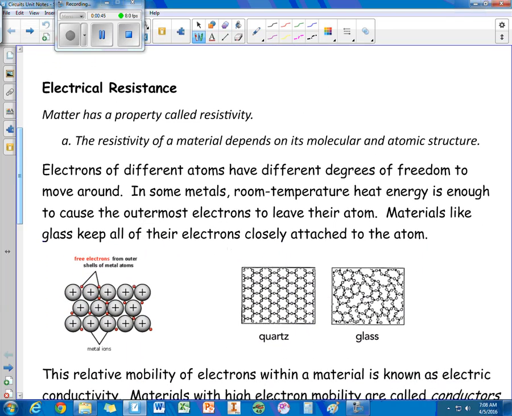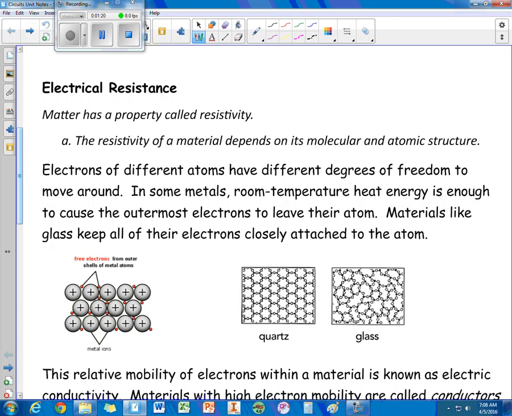All matter has some property of resistivity. It depends on molecular and atomic structures. So when we talk about materials, we know that they're made of atoms, and atoms have protons, neutrons, and electrons. And when it comes to electrons, in certain materials, the electrons can be motivated to move around, or they can be free to move around. And the degree of freedom that those electrons have will depend on the type of bonds holding atoms together.